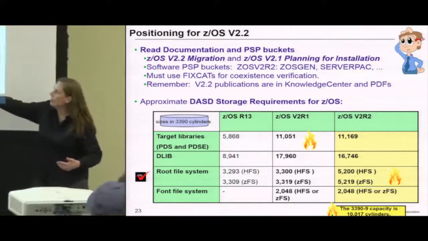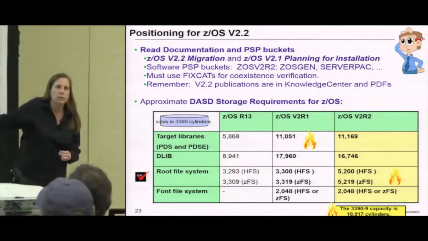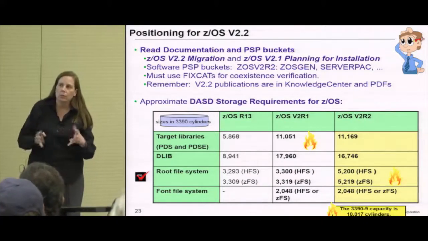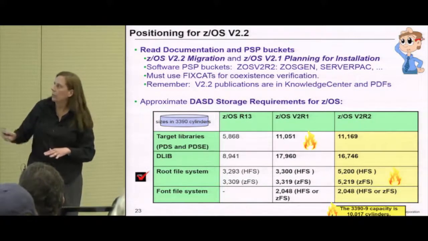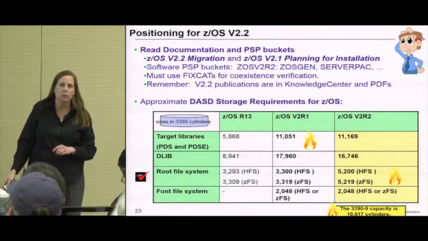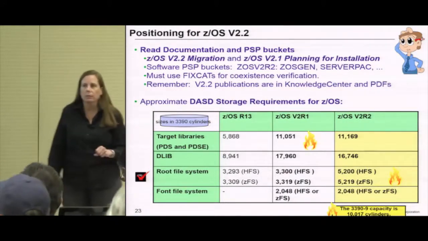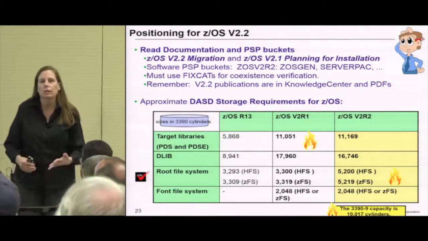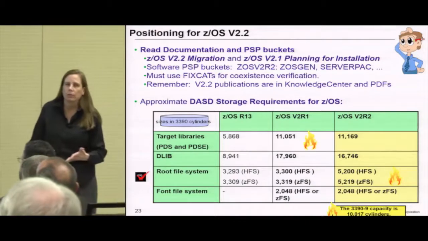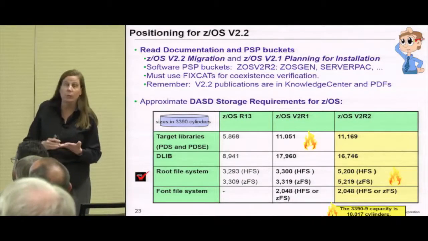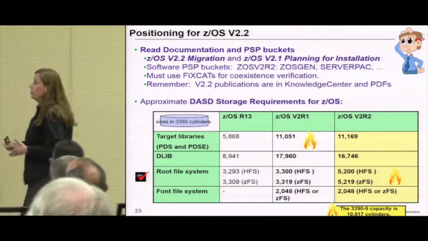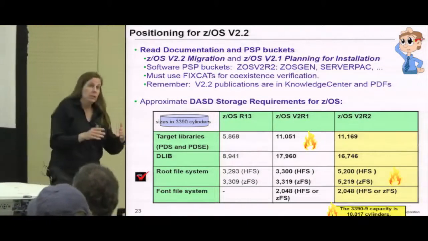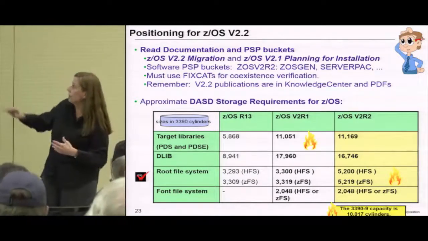For the root file system, we do see an increase here. Okay, we're moving up to about 5,200 cylinders, depending on whether you use HFS or zFS, and that's coming from about 3,300. So not quite doubling. Okay, and what is that? That's a lot of the functions that you saw, like Knowledge Center for z, z/OSMF, right? A lot of those functions that you saw, they all hit the file system, OpenSSH. Right, those are all file system type of products, so that's where a lot of the new functions are going. And then the font file system, it didn't change since 2.1, so it's exactly the same as it was before.